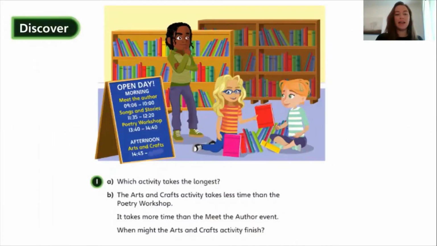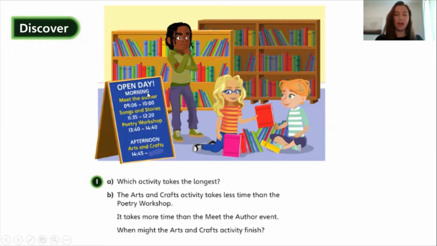So part A asks us which activity takes longest, and part B says the arts and crafts activity takes less time than the poetry workshop. It takes more time than the Meet the Author event. When might the arts and crafts activity finish? So in order to solve these problems, you need to look at the blue board that's in the picture here.